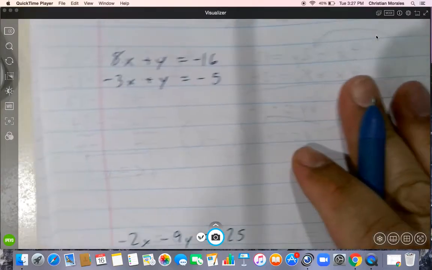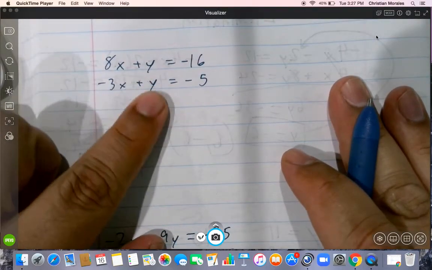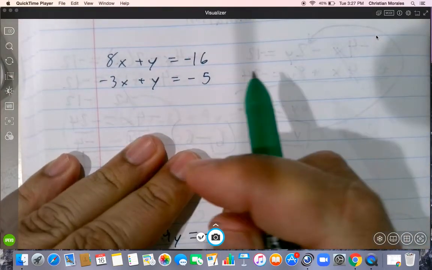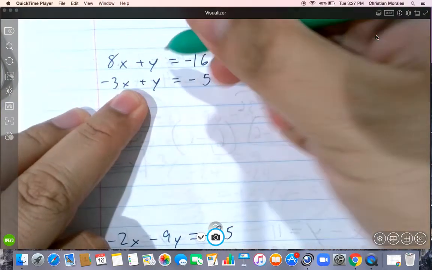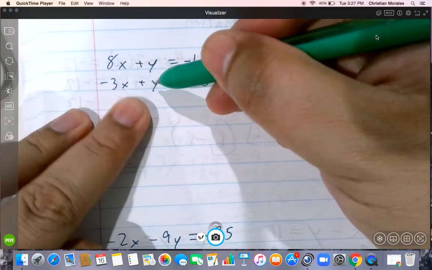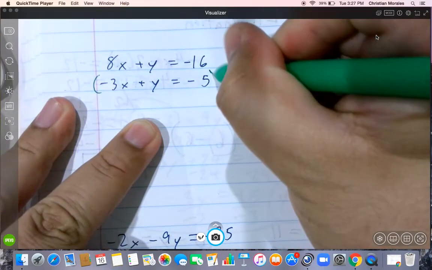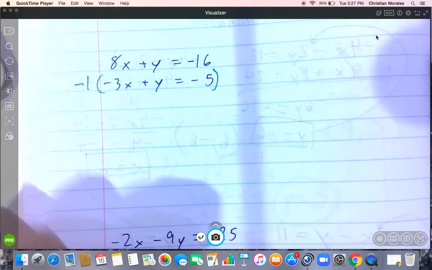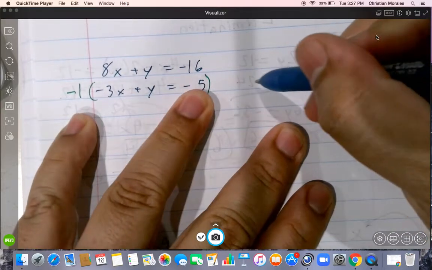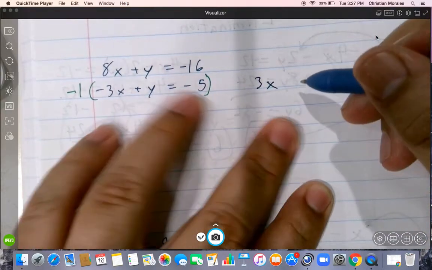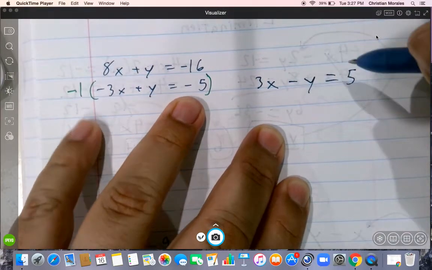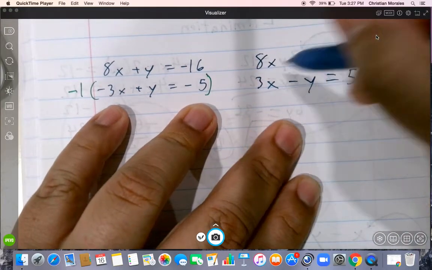Sometimes, like this one, it doesn't seem like anything cancels out. So what you do is you're going to change one of the equations. So, for example, these y's would cancel out, but they're both positive. What you need is a negative sign here. So what you can do is take the entire bottom equation, and you're going to multiply it by a negative 1. What that does, it'll change the bottom equation. So that becomes a positive 3x. This becomes a negative y, and that becomes a positive 5. But you don't change the top one. The top one stays exactly the same.